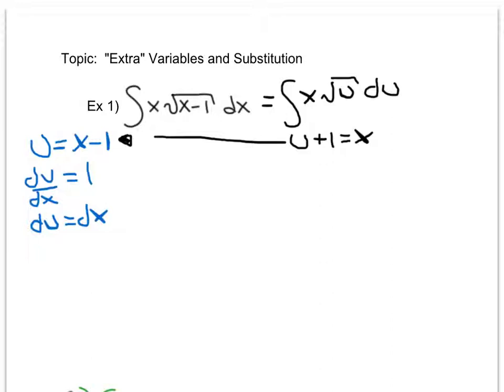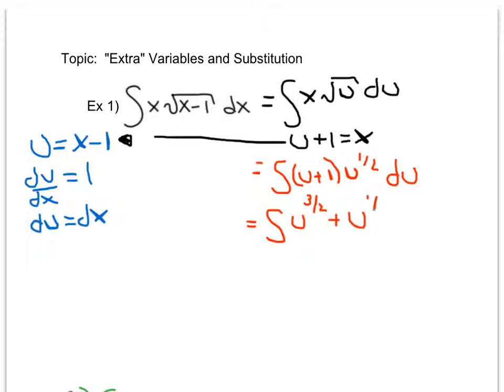So I'm going to do that, giving me the integral of u plus 1, times the square root of u, which is the same thing as u to the 1/2, du. Now I can integrate this, but before I integrate it, I have to get rid of that multiplication, because I don't have any kind of product rule for integrating. So I'm going to distribute that u to the 1/2 in, giving me the integral of u times u to the 1/2, which is u to the 3/2, plus 1 times u to the 1/2, which is u to the 1/2. And now I'm ready to integrate.